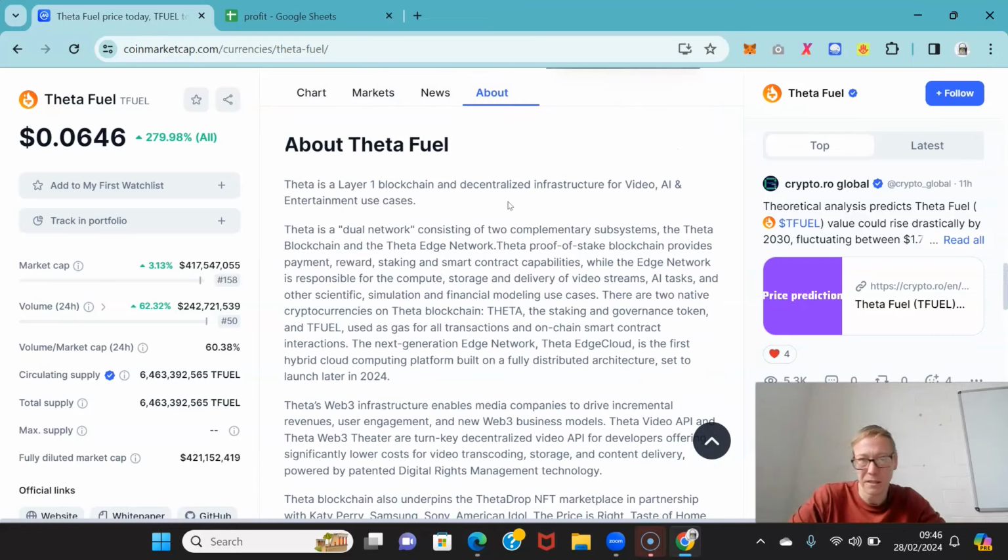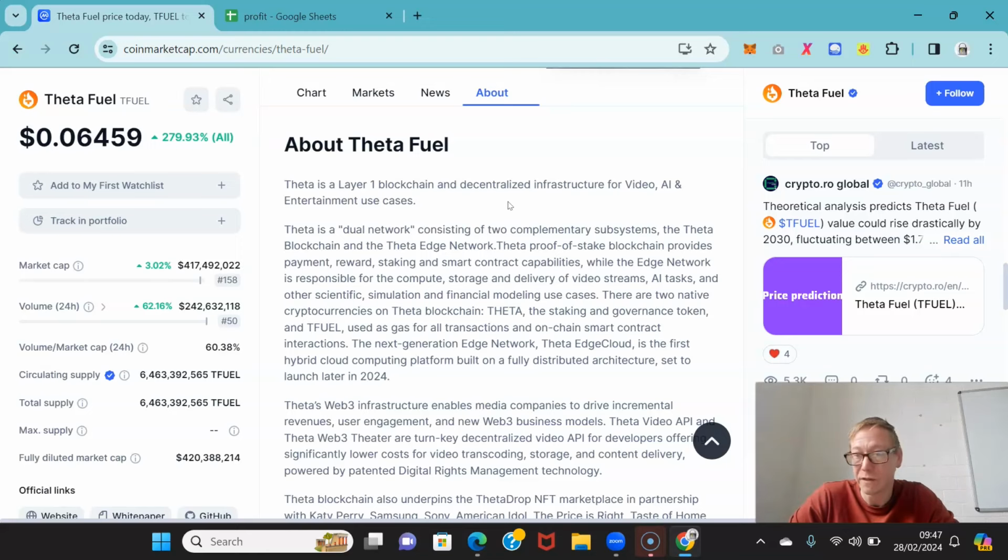Now, Theta, we'll talk about Theta because Theta Fuel is relevant to Theta. Theta is the layer one blockchain for decentralized infrastructure for video, AI, and entertainment use cases. Theta are trying to create a new delivery system for videos, effectively. This is where users can share bandwidth, which can eliminate huge costs for streaming services. So imagine a Netflix or a YouTube or an Amazon Prime or Now TV or whatever using this decentralized delivery service. It would save them hundreds of millions a year. The biggest outgoing that all of these places have is the cost for delivering the streaming service.